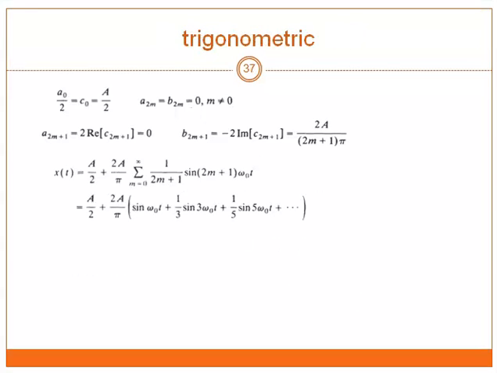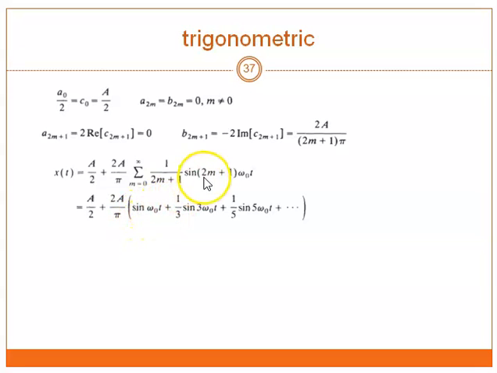Next, we have to solve for the trigonometric Fourier series equation. Here, you just have to transform it into the trigonometric series. So x(t) is equal to A over 2, which is the DC component. The harmonics will be 2A over π times the summation of 1 over (2m+1) times sin((2m+1)ω0t). Expanding that, you will have A over 2 plus 2A over π times sin(ω0t).